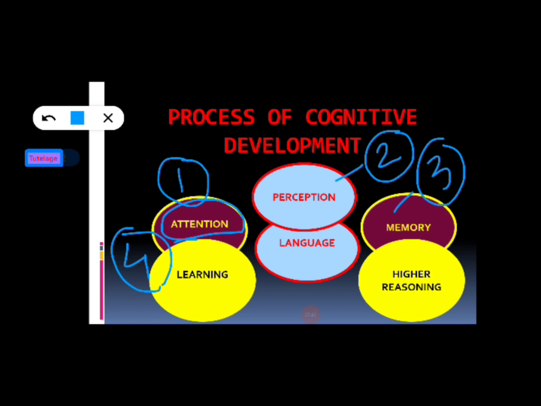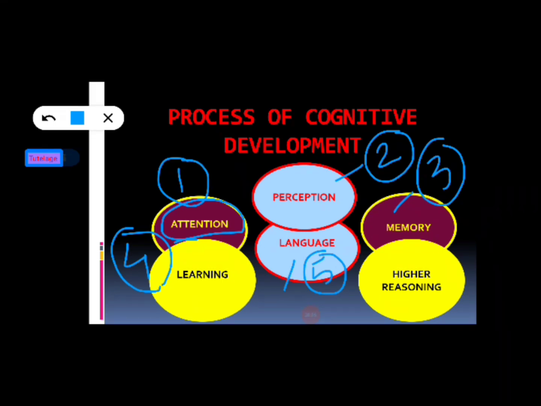Now move on to the fifth point, that is language. So the fifth one is language. Language is the process of understanding and communicating with someone. Without language, interaction is impossible. So language is needed for communication. It is the process of understanding knowledge and communicating with someone through language. So that's why language is mandatory.